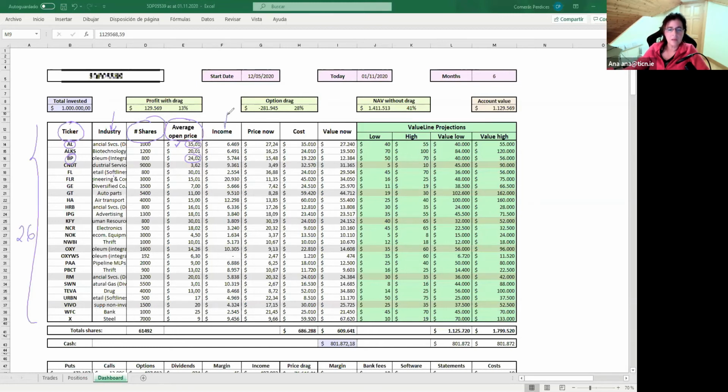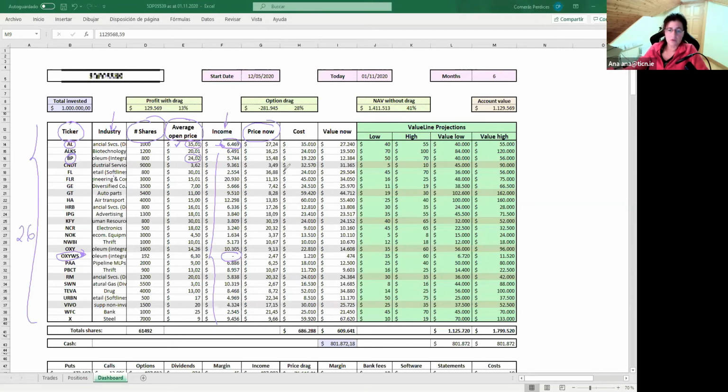The income that's here, how come that we have all this income? Well, because for AL, we would have sold a put to allow the shares to be put to us, and we've collected all this. If between the moment that the shares were put to us and today calls were sold as well, that money would be here as well. The same for all of them. Price now, again, is a picture of when this dashboard was updated. This is the price of the shares.